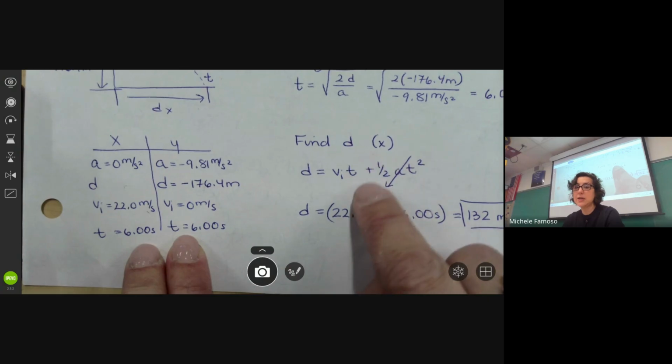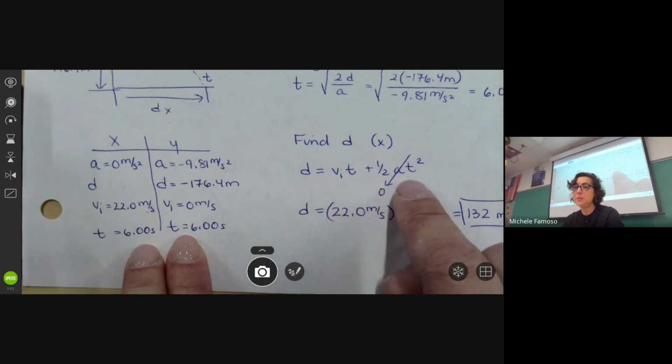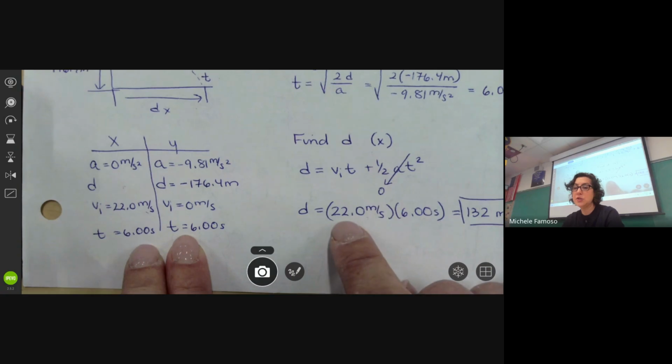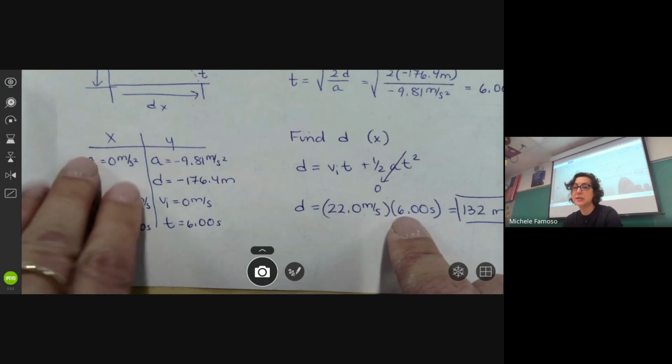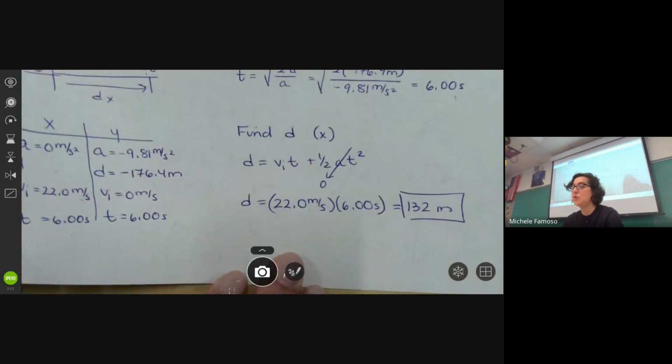Now to get D in the X direction, I'm going to do D is VIT plus half AT squared. In the X direction, half of AT squared drops out because A is 0. So I'm just going to do 22.0 meters per second times that time of 6 seconds with 3 sig figs, which gives me 132 meters. Yep.